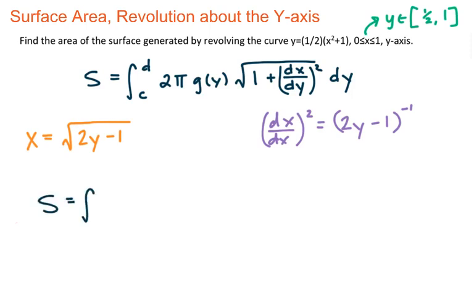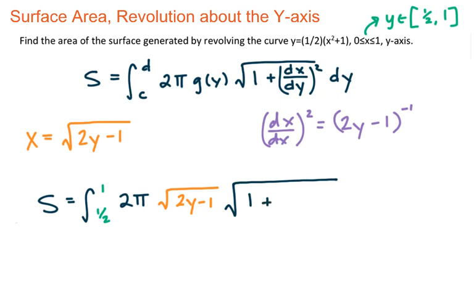So the surface area equals, we're going to go from the integral from 1/2 to 1, 2 pi, we end up with the square root of 2y minus 1, and then I have times the square root of 1 plus, and this is 2y minus 1 to the negative 1 dy. And I encourage you to pause here, make sure you understand how we were able to determine this integral setup. Make sure it all makes sense to you. So now we're going to go about solving.